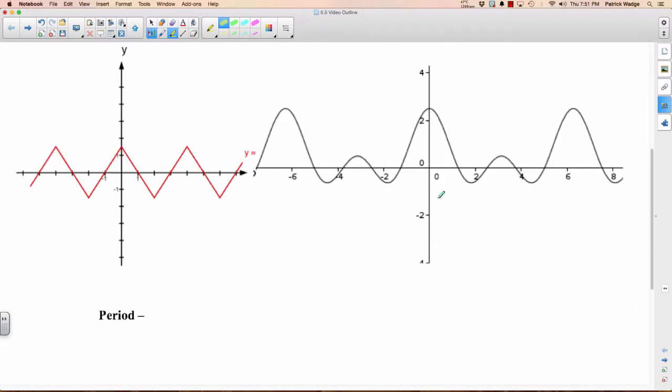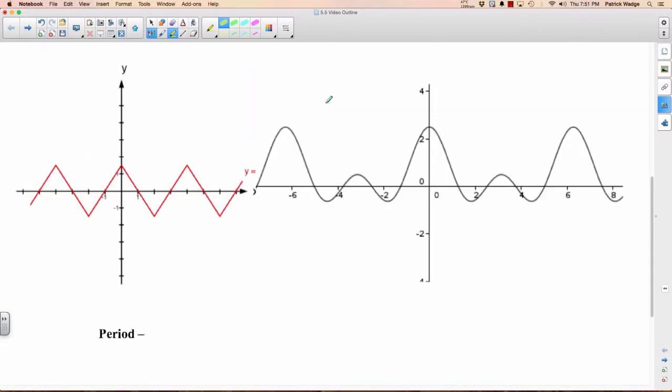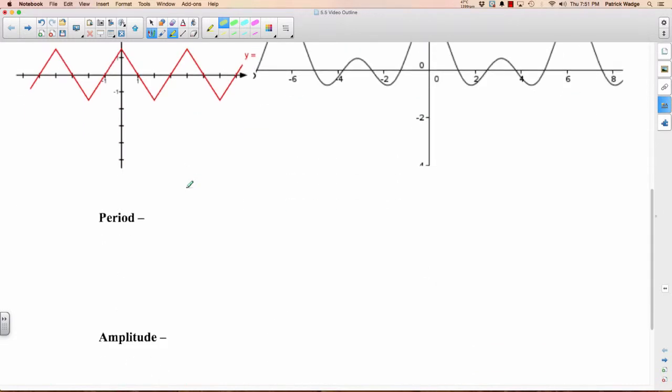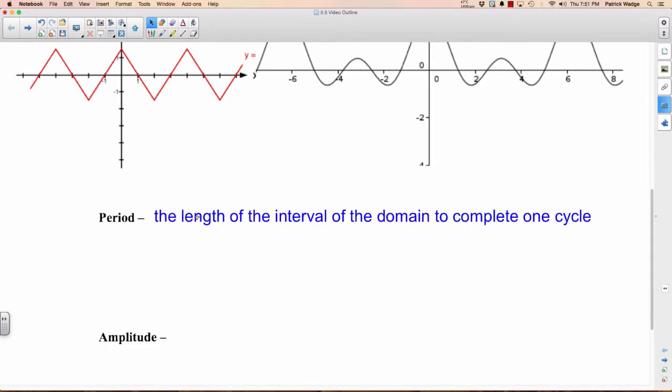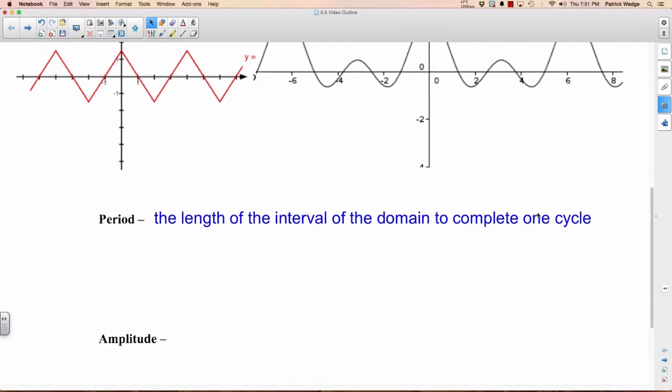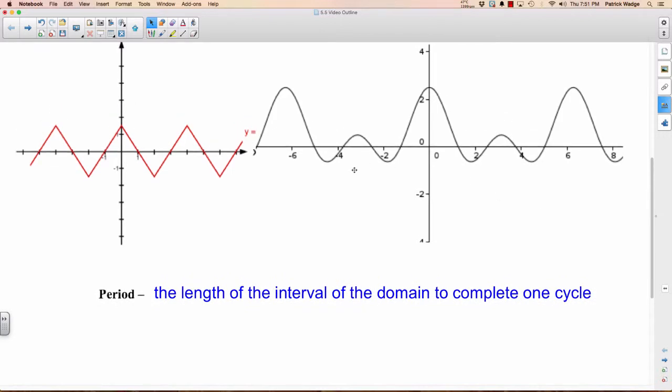So to start, we're going to define two more words, and these are the words that give us the title, amplitude and period, so you know they're pretty important. The period is the length of the interval of the domain to complete one cycle. So basically that means how long does it take for the cycle to start over again.